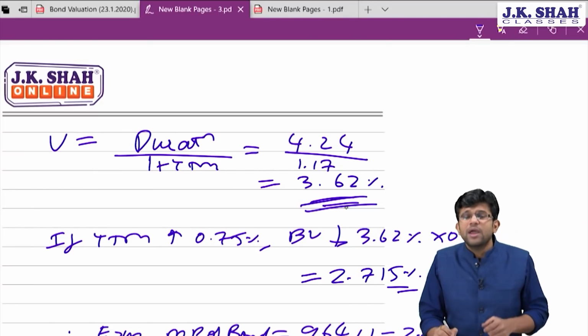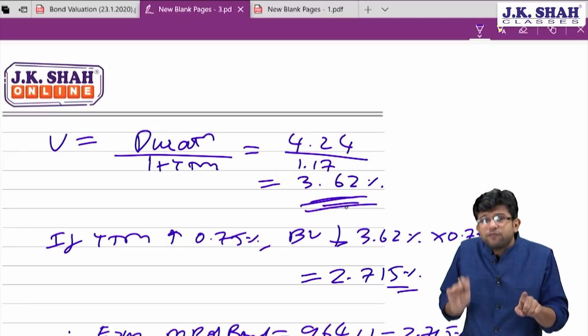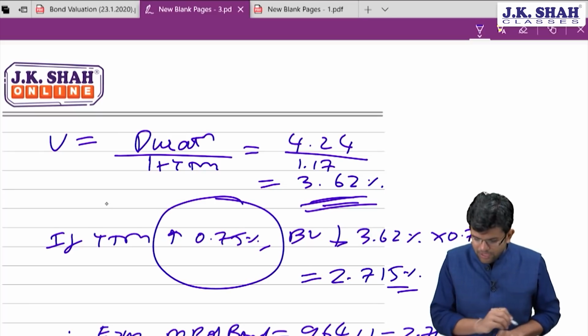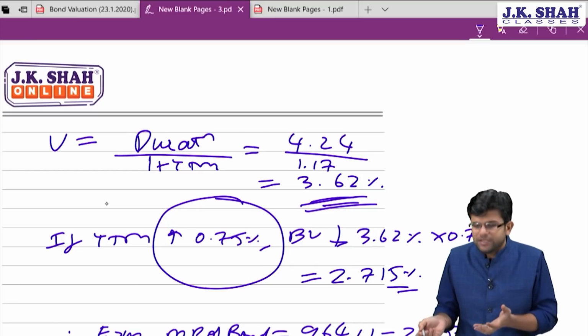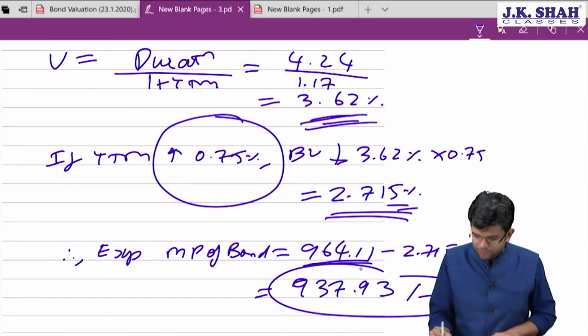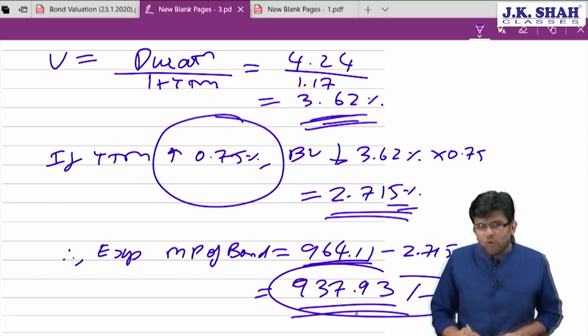That means I know if my yield will change, the YTM changes by 1%, my bond price will fall by 3.62%. But if the YTM is going to increase only by 0.75%, so my bond will fall by 3.62 into 0.75, that is 2.715% from its current value of 964.11. Therefore, the expected market price is 937.93.